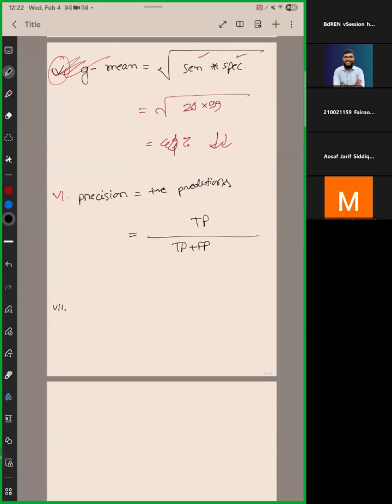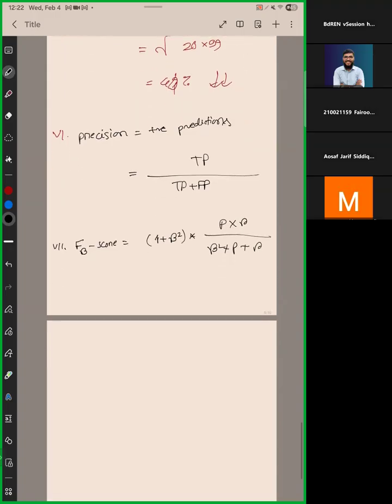Number 7 that you have is called F beta score, that is equal to (1 plus beta square) multiplied by precision into recall, divided by (beta square into precision plus recall). Okay. The standard version is called F1 score, that is equal to 2 into precision into recall, recall meaning sensitivity, same thing, divided by precision plus recall. Okay. So this is F1 score.